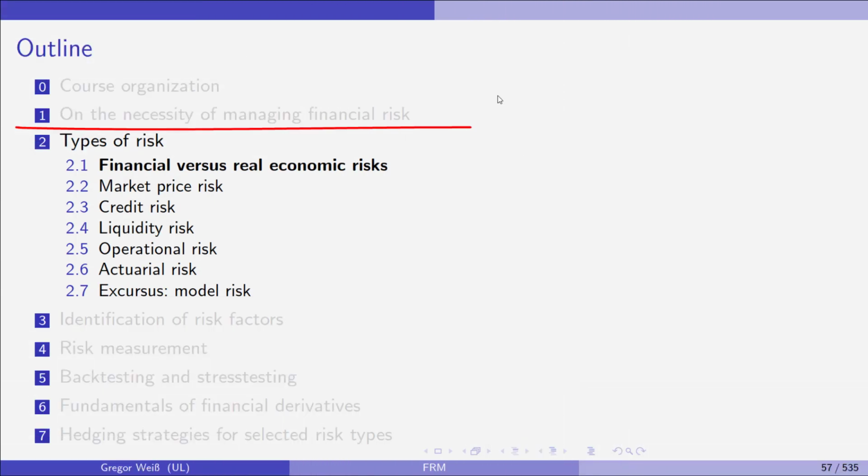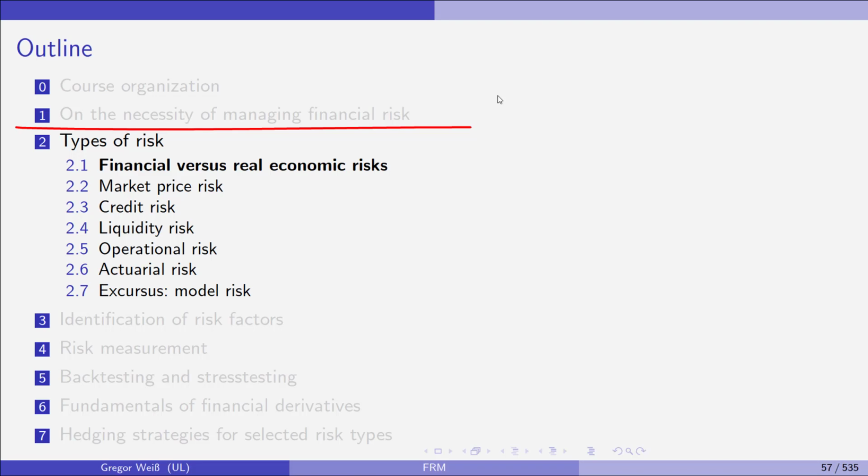Okay, welcome everyone to our second class in financial risk management. Last week we talked about what risk management is, its definition, and why it's necessary to manage financial risk. We saw the same argument as in the Modigliani-Miller theorem of capital structure. It works basically the same way: as soon as you have market frictions, financial risk management can be efficient, in the sense that you reap higher benefits than you have costs.